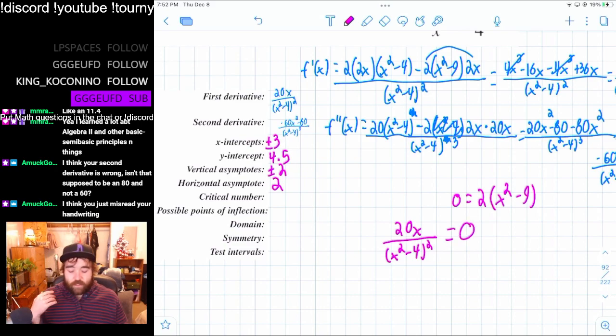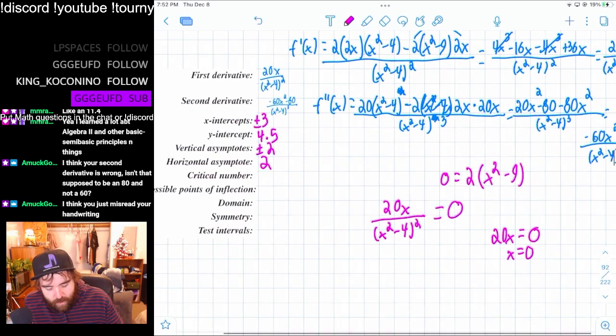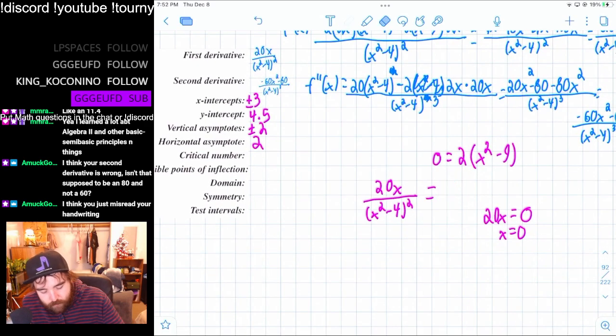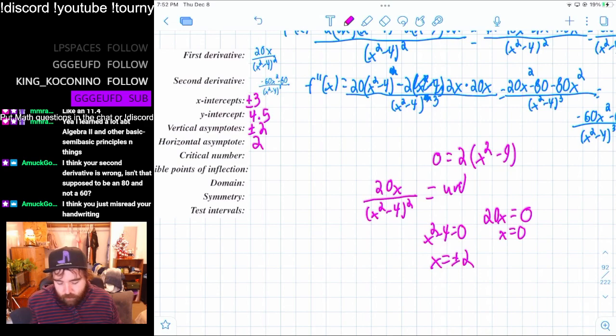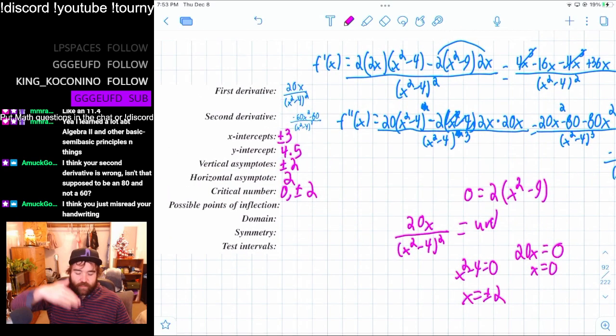So first off, when it equals 0, and remember, this is kind of a beautiful part about the fraction too, because when you set a fraction equal to 0, it's when the top is equal to 0. So that's x equals 0. And then when you set it to undefined, that's when the bottom equals 0, when x squared minus 4 equals 0. And that's plus or minus 2. So even though the function is undefined there, we're still going to count those as the critical numbers because it might change from increasing to decreasing there. We should still look at that.